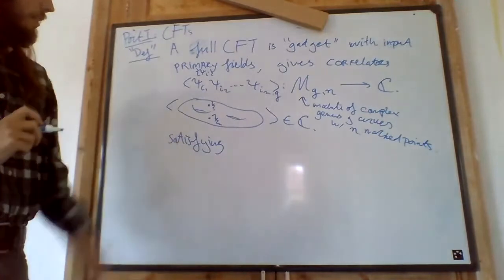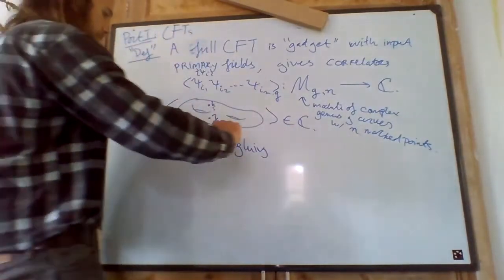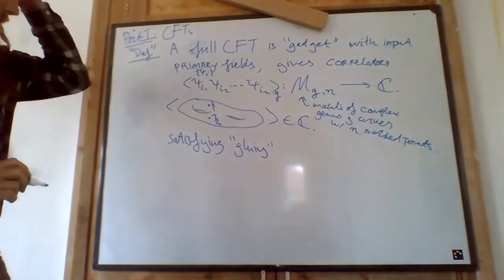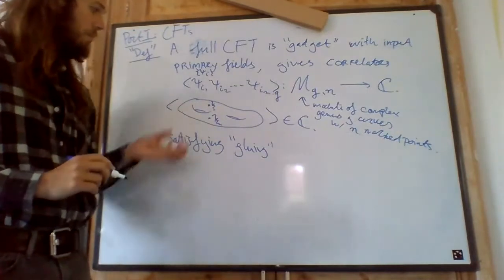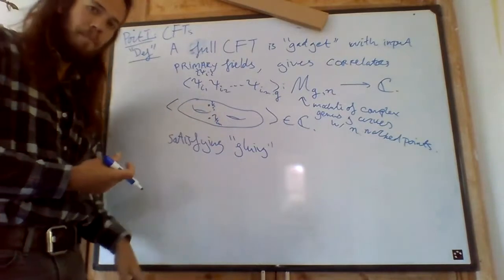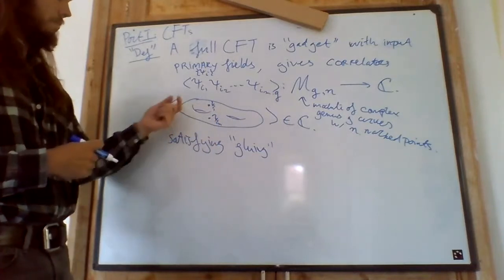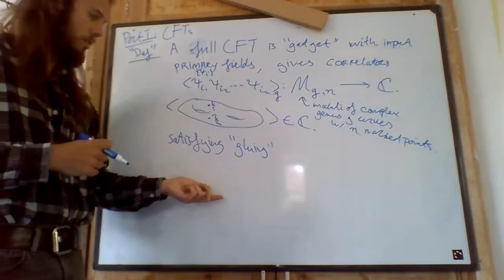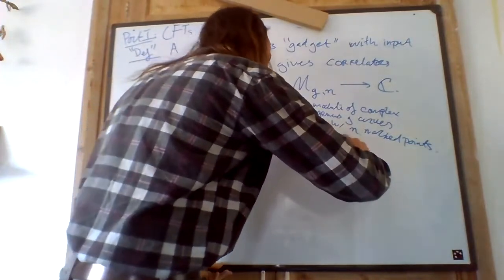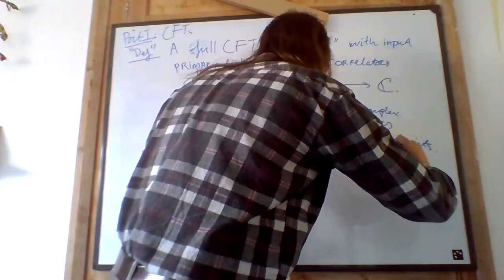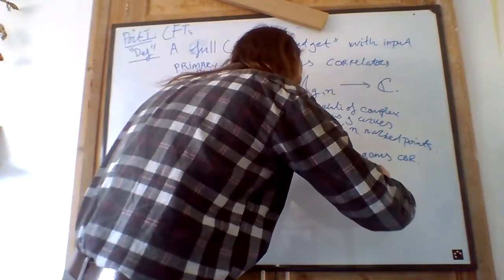Now, these are not just arbitrary functions, so they satisfy gluing. You can build higher genus surfaces from lower genus surfaces by essentially doing surgery. And there are rules for how the correlators for a glued surface are related to the correlators for a non-glued surface. So you can obtain the higher genus correlators from gluing the lower genus.